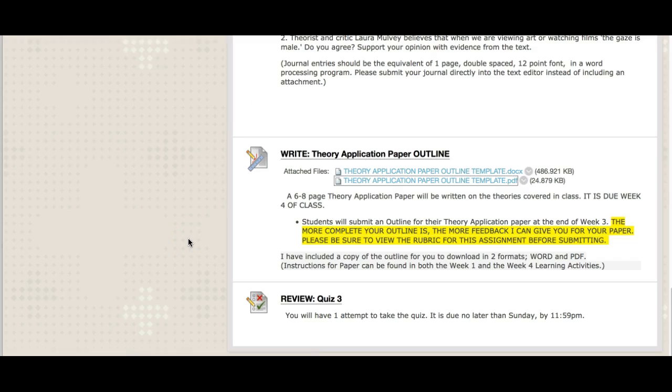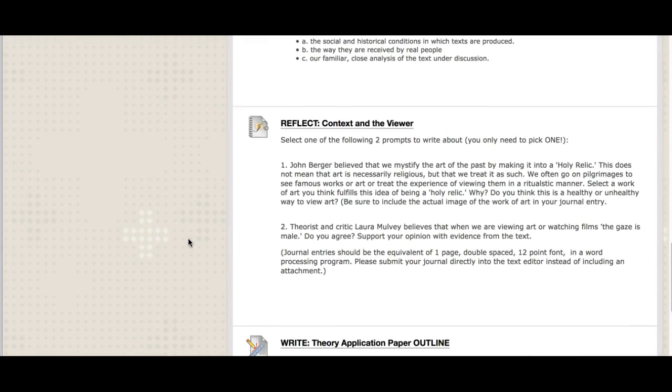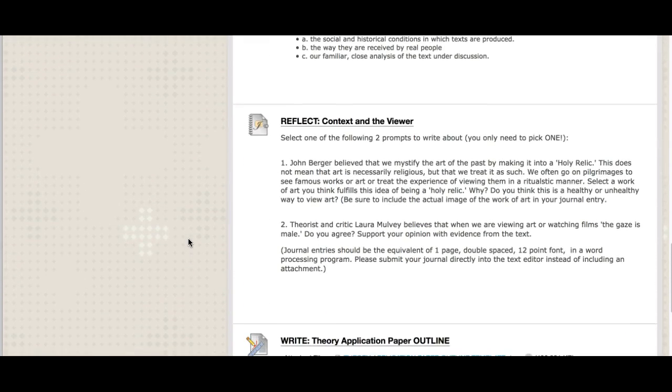Okay, and you have your quiz as usual. You should know these quizzes are pretty quick. You have one attempt, no time limit, but it has to be done in one sitting, and it's due Sunday night at midnight. So Sunday night at midnight, we've got our quiz, we have our theory application paper, and we have our reflection that are due.